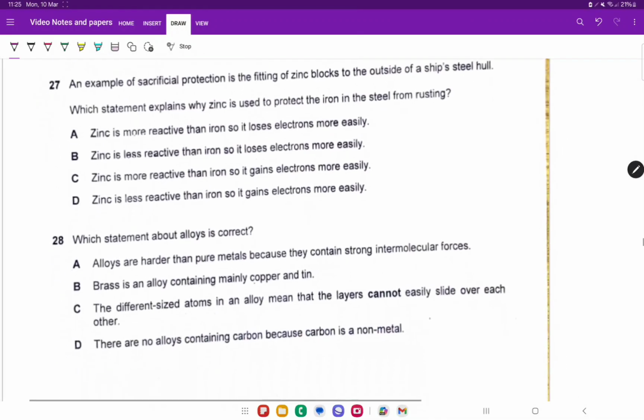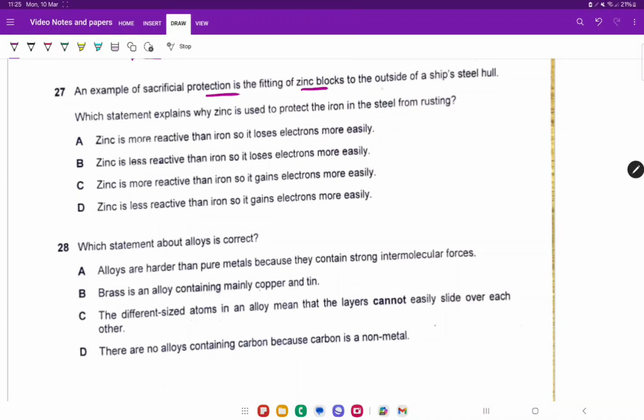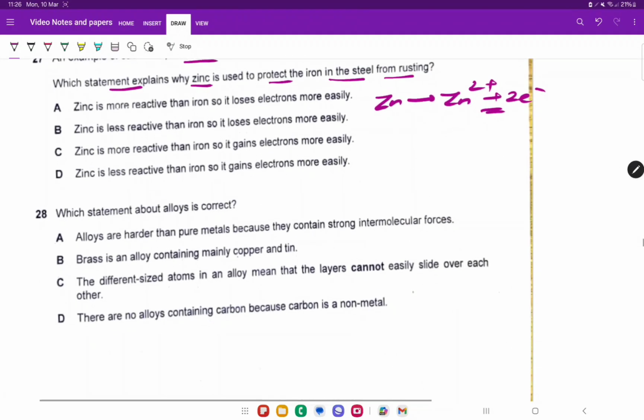Answer is A. Question 27, an example of sacrificial protection is the fitting of zinc blocks to the outside of a ship hull. This statement explains why zinc is used to protect the iron in the steel from rusting. Now, since zinc is more reactive, it will lose electrons. Sacrificial protection is there. It will lose electrons as compared to iron, hence protects the iron from rusting. Zinc is more reactive than iron, so it loses electrons more easily than iron.